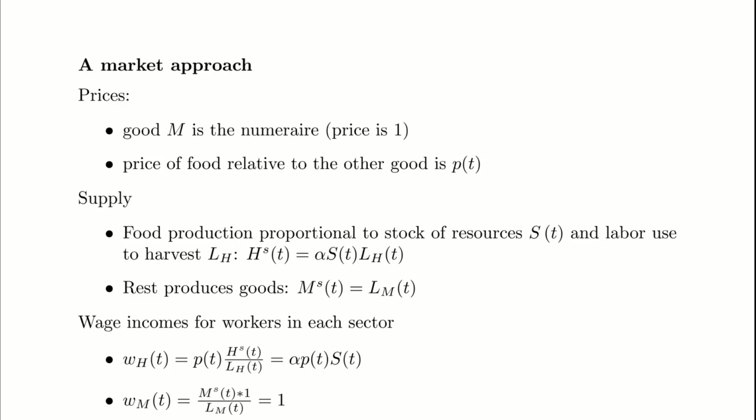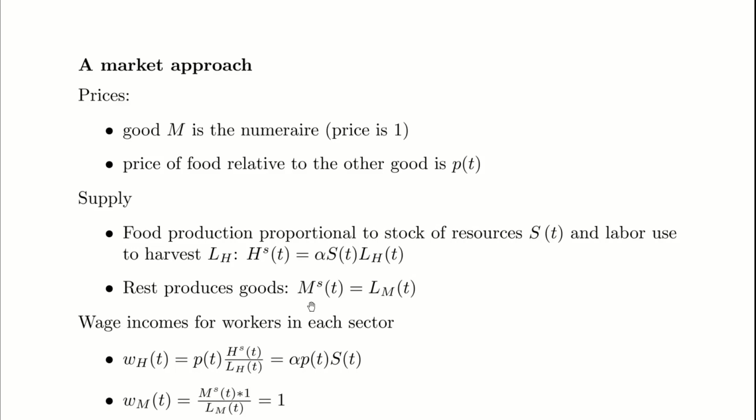We now must differentiate between supply and demand. The supply is the output produced by the islanders on the labor market, and the demand is what they will buy on the goods market. The technologies are the same as before. We simply now write HS for supply of harvest and MS for the supply of other goods.